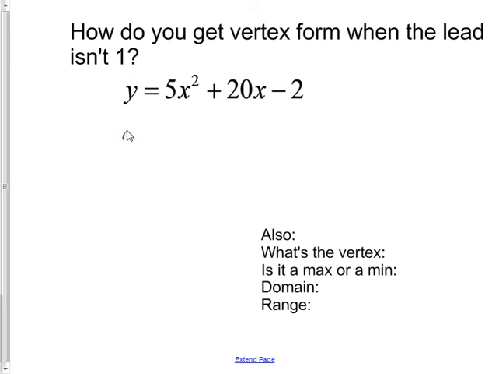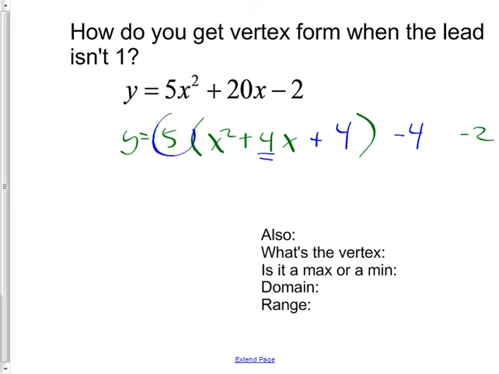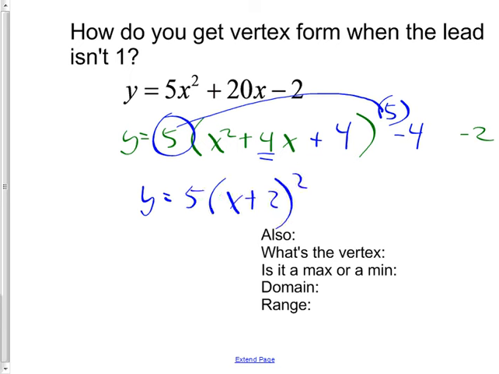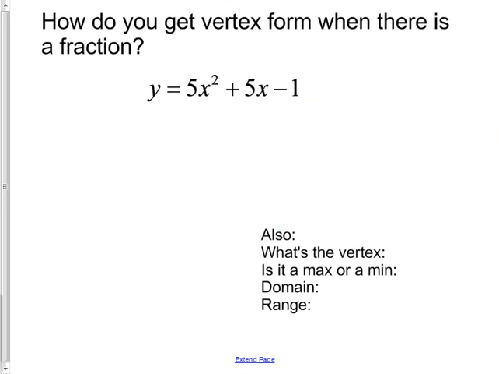The 5 comes out, y equals 5, and then x squared plus 4x, and then I'm going to leave room and put the -2 at the very end. Then half and square. Half of 4 is 2. 2 squared is 4, and -4. Don't forget the 5. Then, final answer, 5 times x plus 2 squared, -20 minus 2, -22. Raise your hand if that was perfect for you. Okay, good.